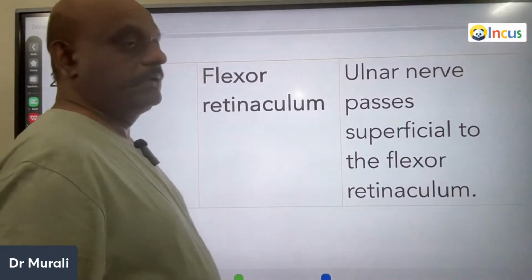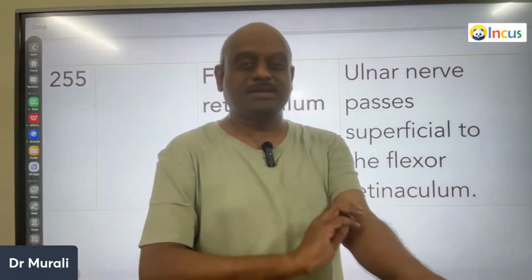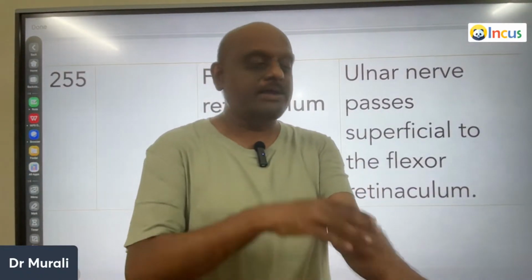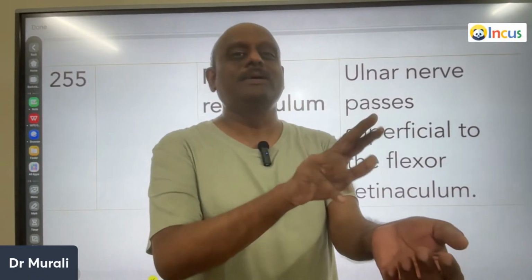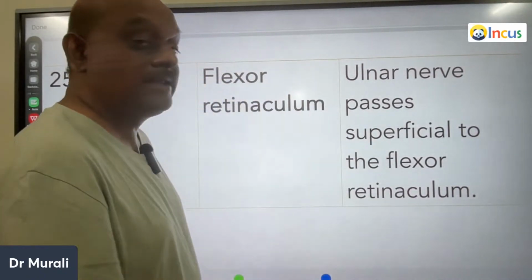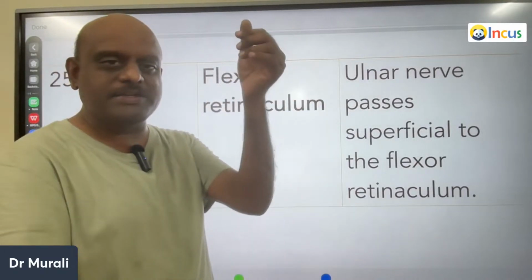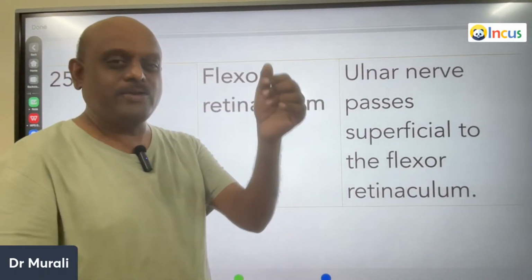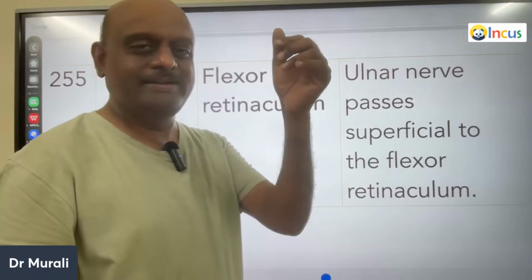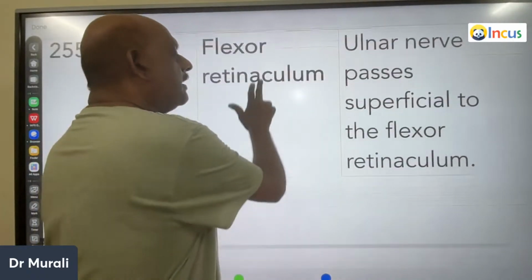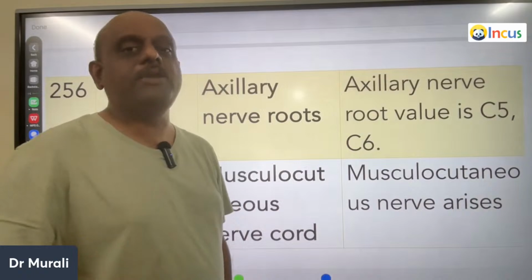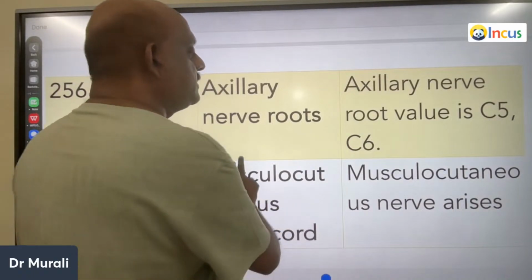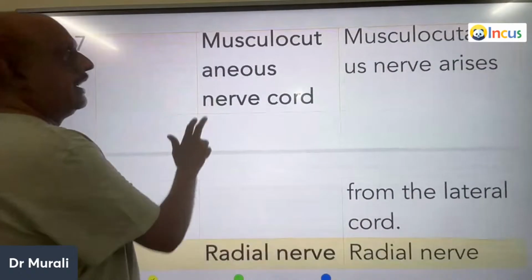And how does the ulnar nerve pass? The ulnar nerve does not pass deep to the flexor retinaculum. It passes superficial to the flexor retinaculum. That's why if anybody tries a wrist cut, right, to show off to his girlfriend, it is the ulnar nerve that is going to be damaged. So what is the root value of the axillary nerve? C5, C6 is the root value.